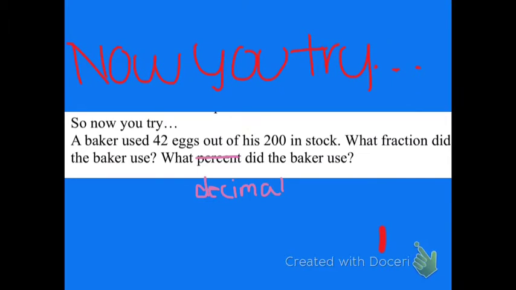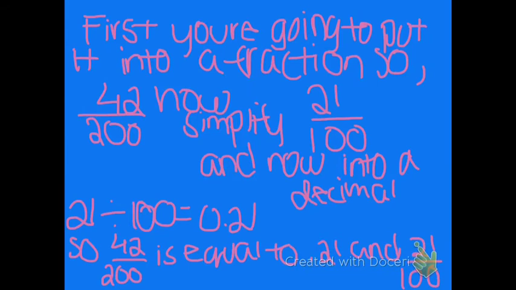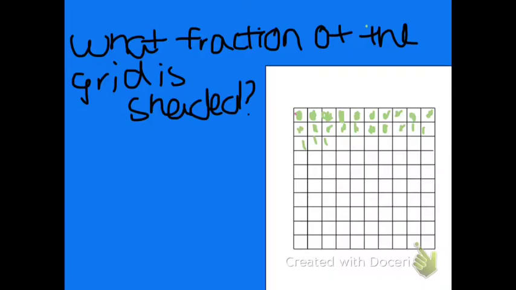Now you try. A baker used 42 eggs out of his 200 in stock. What fraction did the baker use? What decimal did the baker use? First, you're going to put it into a fraction. So 42 over 200. Now simplify. 21 over 100. And now into a decimal. 21 divided by 100 equals 0.21. So 42 over 200 is equal to 0.21 and 21 over 100.